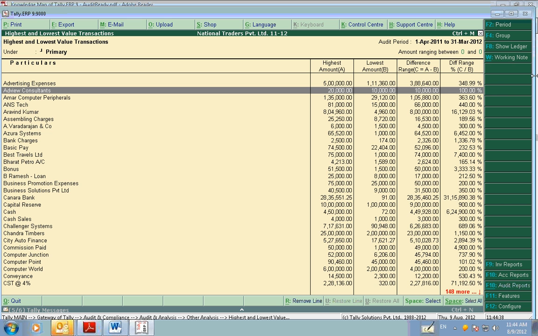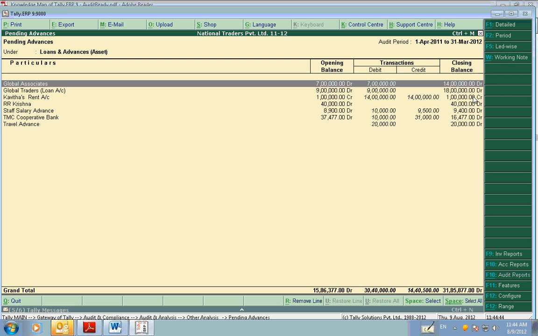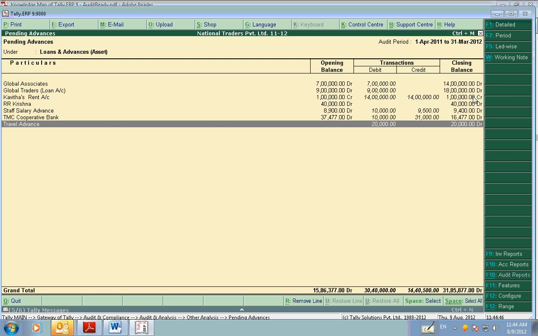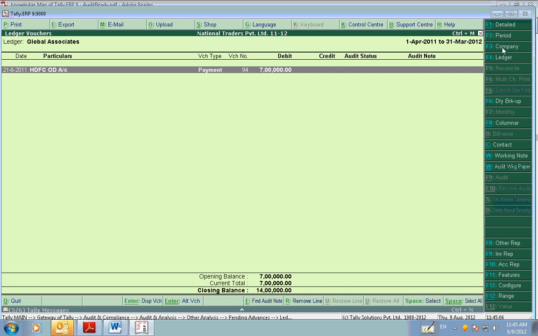Now coming to pending advances, if you have taken accounts which are loans and advances which have come into your business, or you are supposed to get them, and all that. Here also you can have a filter. These are the key areas where I need to check. Global Associates, if you just drill down, it says payment of so and so. So what exactly is this? You can drill down and check the same.